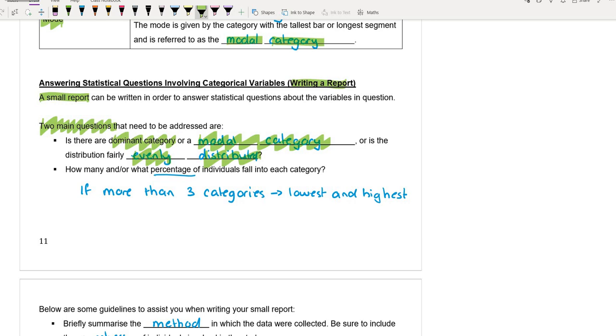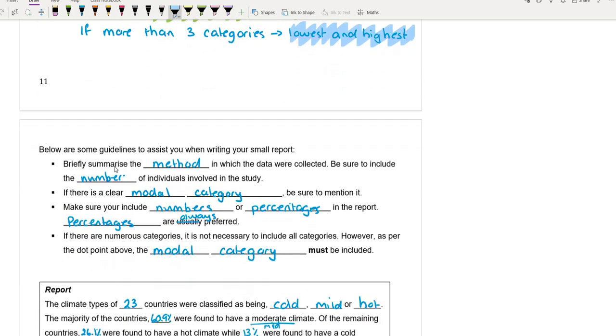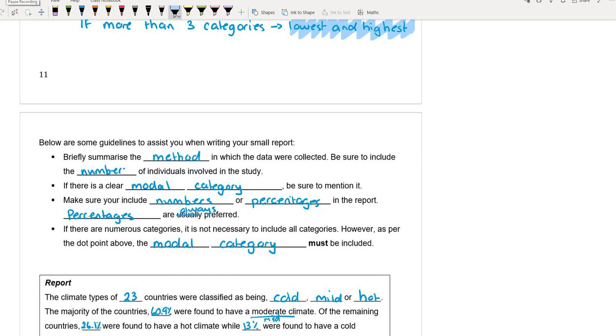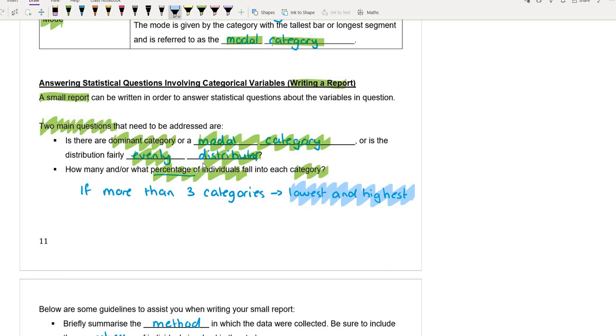The next thing you need to address in your report is the percentage of each individual category. And if you have a lot of categories, rather than just listing them all, you would choose a few and list them from low to high. So those are the two main things you should address in your report.